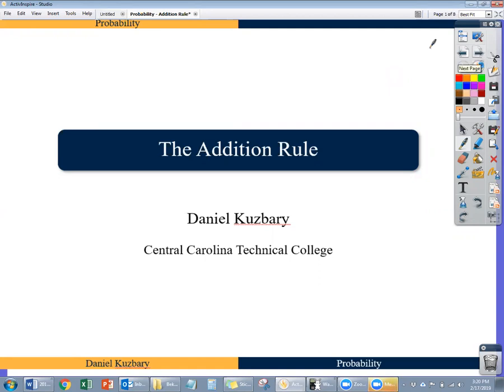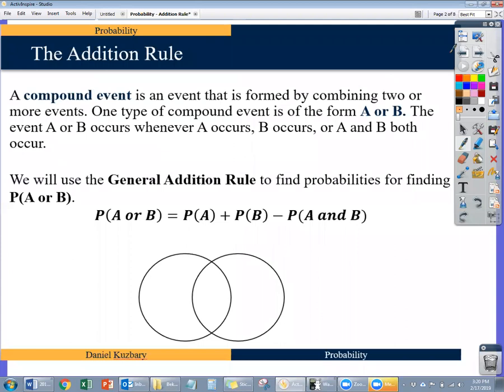But in this particular video, we're going to look at what's called the addition rule. Now, the addition rule is something we want to use for a certain kind of compound event. So I'll show you the definition of a compound event first. A compound event is an event that is formed by combining two or more events.